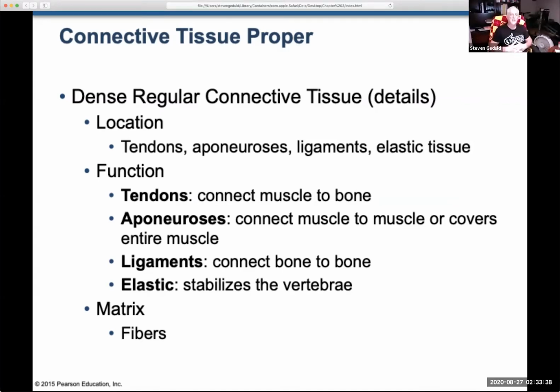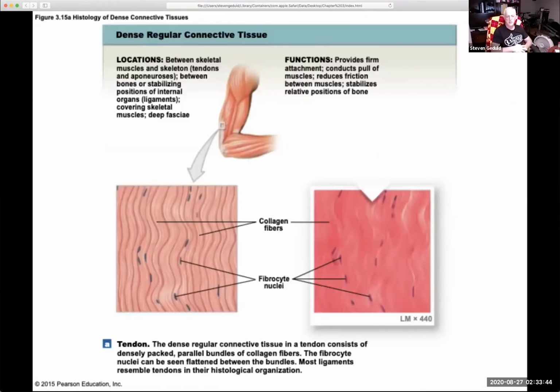You need to know those four. You need to know tendons, aponeuroses, ligaments, and elastic, and what connects to what. Okay? You can see the different collagen fibers in it, and then the fibrocyte nuclei. Remember, the fibroblasts produce the collagen fibers. The fibrocytes maintain collagen fibers.